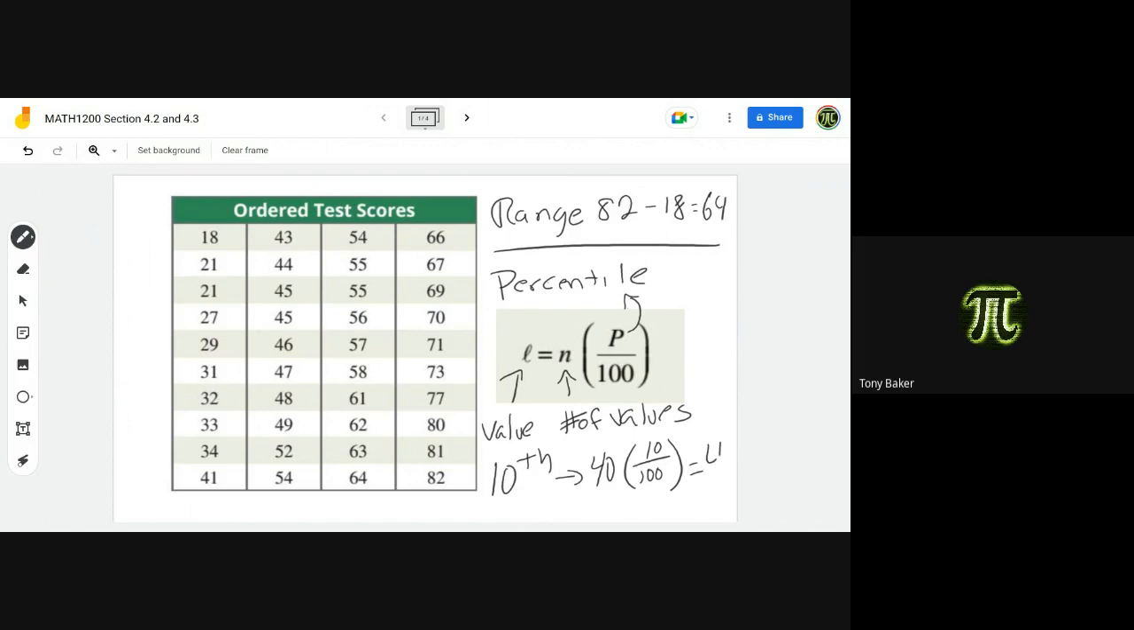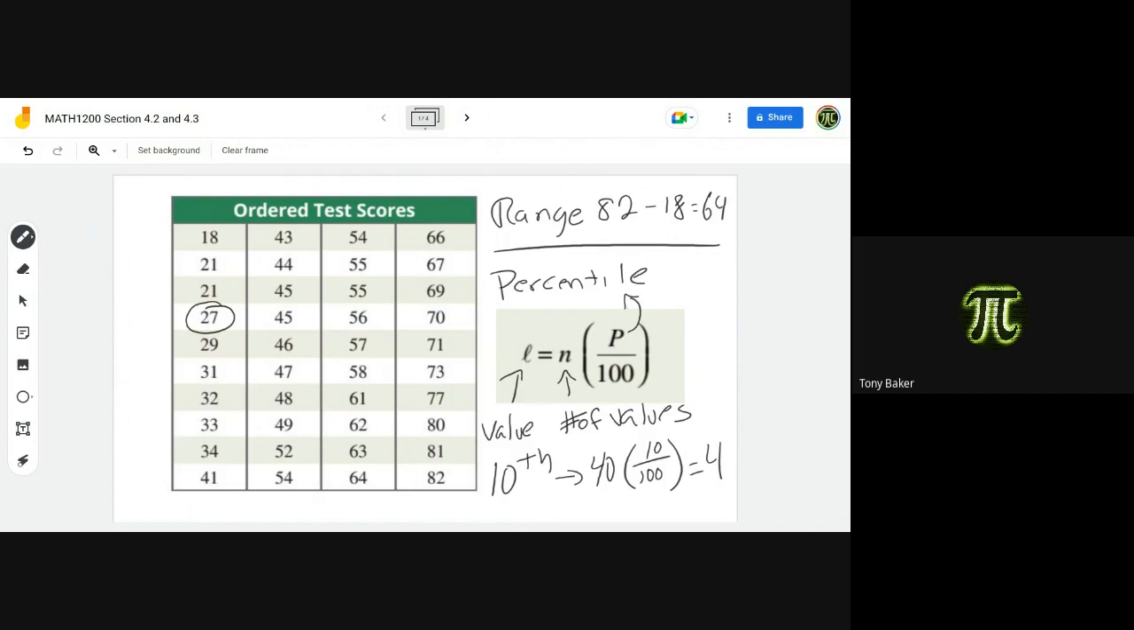So I want the 4th number. Where do you get the 10th from? I made it. I picked it. I'm looking for the 10th percentile. I could pick any number I wanted. I just chose 10. So the 10th percentile, or the 4th number, so I go 1, 2, 3, 4. So 27 is the 10th percentile.